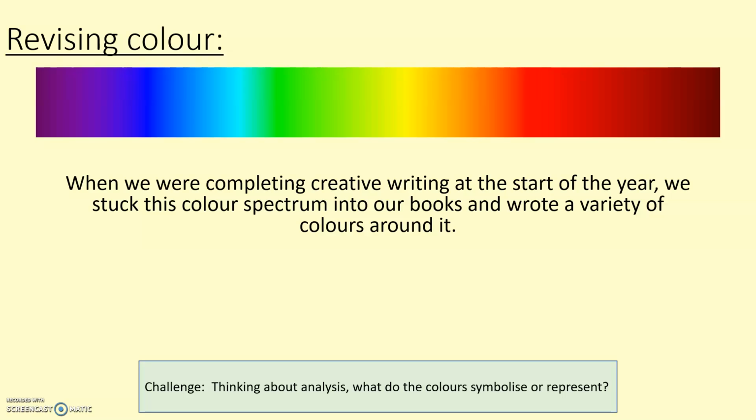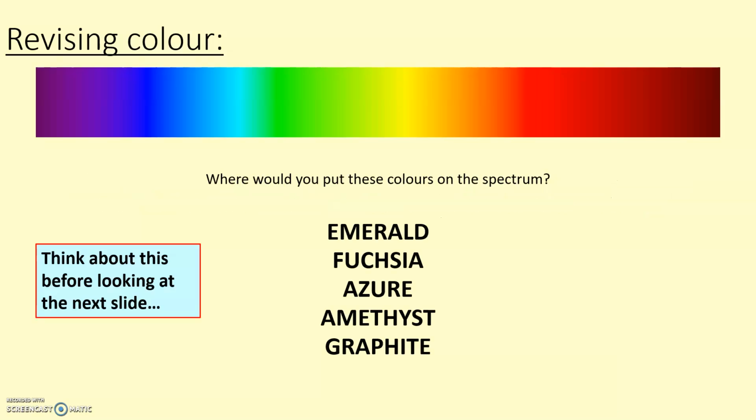Now, we're not going to actually do this physically, but this is just a reminder that at the start of the year, earlier in Year 10, I think it was about October time, we stuck this spectrum into your books and then around it wrote a whole variety of colours. And then I'd have a quick think about where you would put emerald, fuchsia, azure, amethyst and graphite onto that spectrum. Have a little look. Where do you think? Do you know those ones? Because obviously I'm going to go through them in a second.